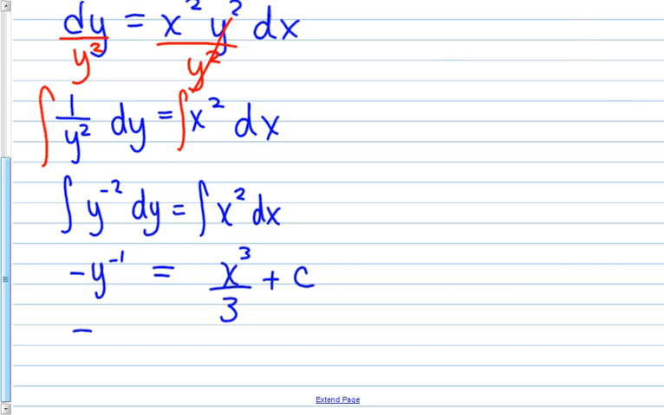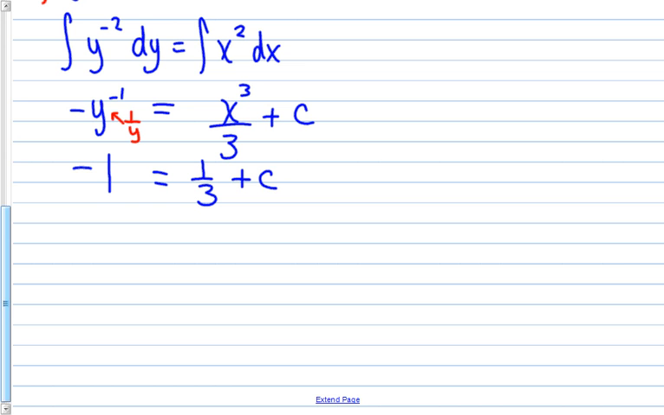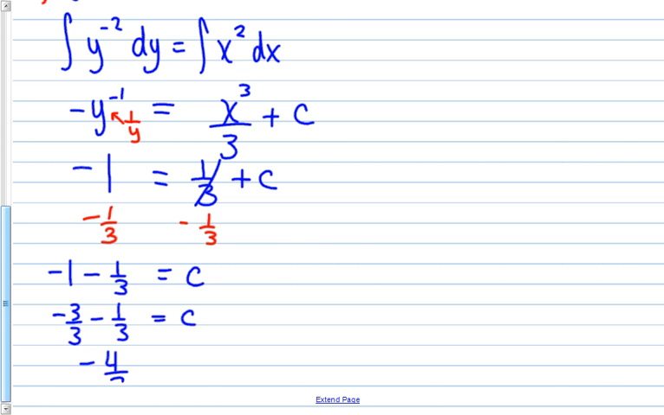So negative, and then y to the negative 1 power is basically 1 over y, right? So plug in 1. I get negative 1 over 1, which is negative 1, equals. And then x is also 1, so 1 cubed is 1, divided by 3 is 1/3, plus c. So minus 1/3, minus 1/3. C equals negative 1 minus 1/3, which is negative 3 over 3 minus 1/3. So negative 4 over 3.